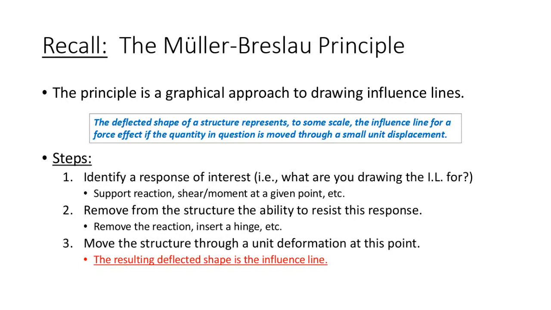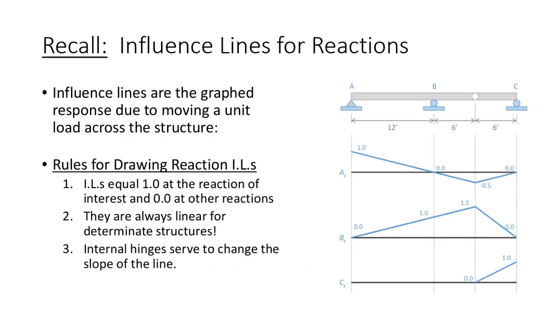Again, it's a point of interest. You're always keeping your eye fixed on a particular point of interest. You then remove from the structure the ability to resist that response. If it's a support reaction, you remove that support from the structure. If it's internal moment, you insert a hinge, and that'll become clear in a bit. Then you move the structure through a deformation at that point. Whatever the deflected shape is, that's the influence line. We saw that in a variety of examples on Monday.